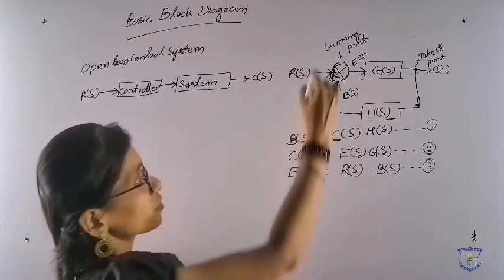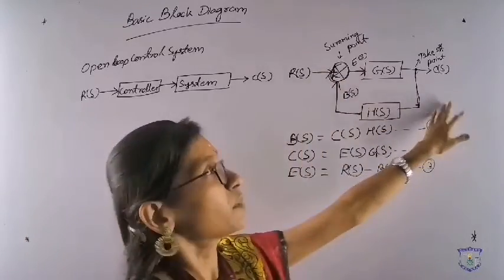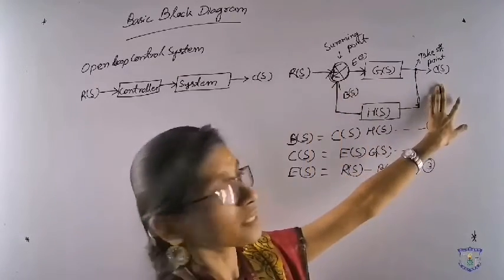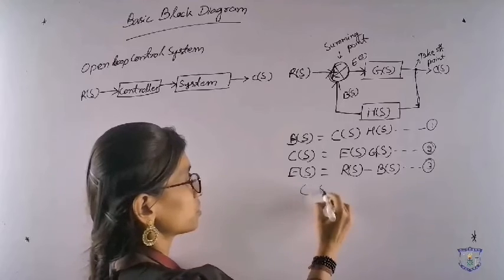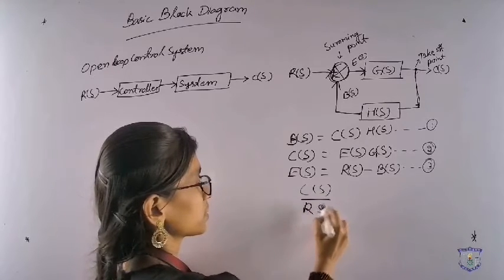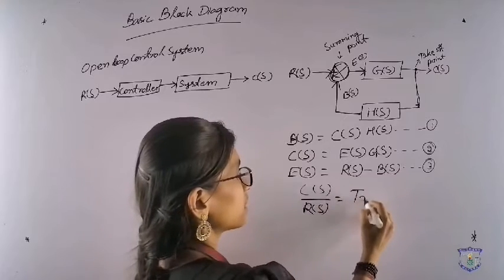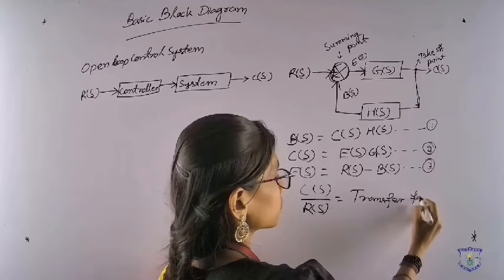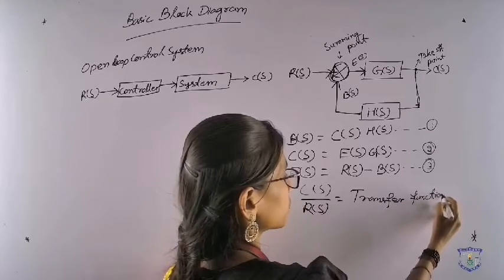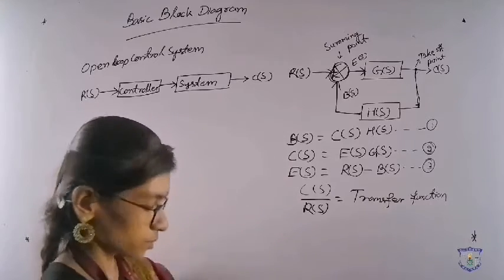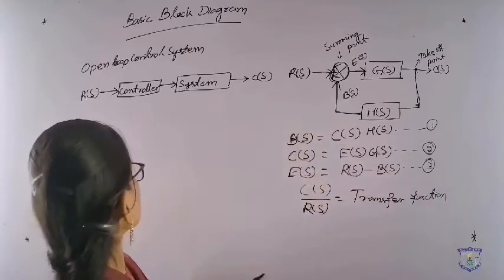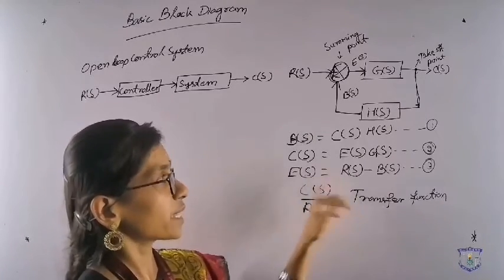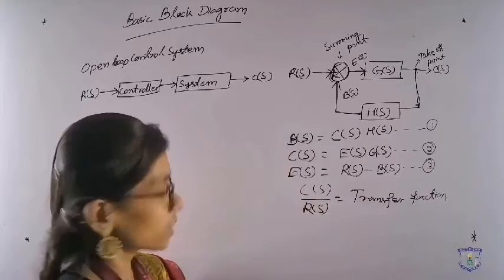If I want to find the transfer function of this particular block diagram, here the output is C of S and the input is R of S. Now I want to take the ratio of output to input. This expression represents the transfer function of this block diagram. Now, by rearranging these three equations, I want to find this ratio. How? Let me do it.